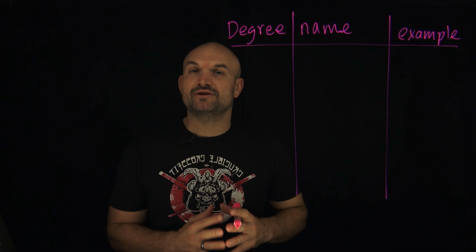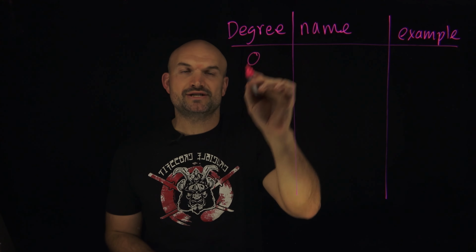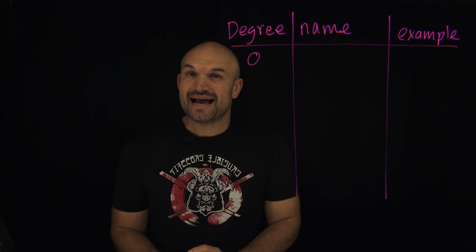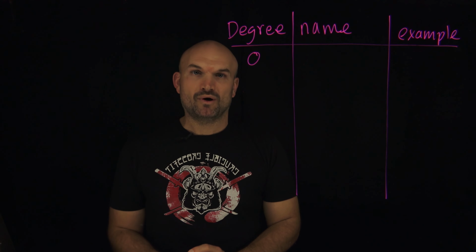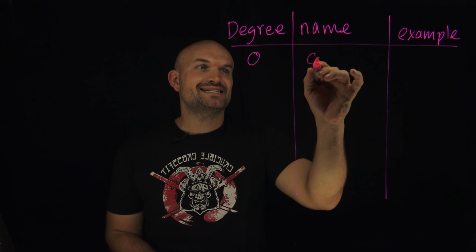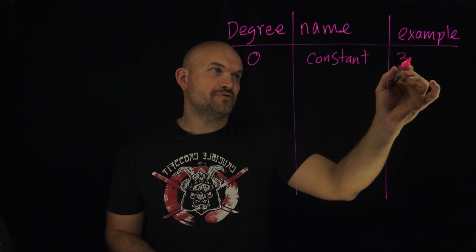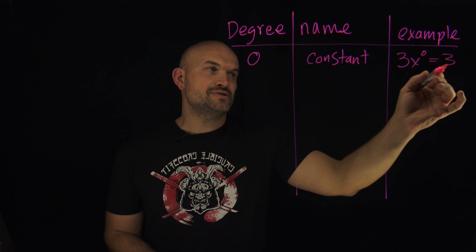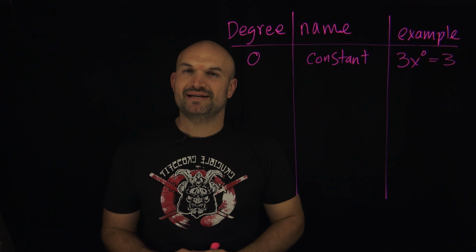Now, the first degree that we can raise a variable up to is going to be the 0 power. However, remember, anything raised to the 0 power is just going to be 1. So that is going to produce a constant. And you can see in the example here, if I have 3x to the 0 power, that's just going to equal 3, which again is going to give me a constant of 3.